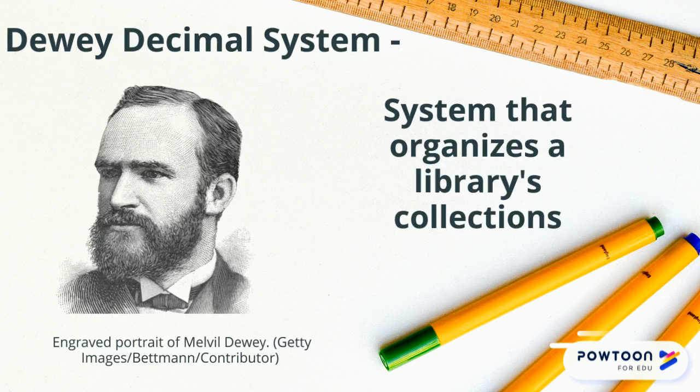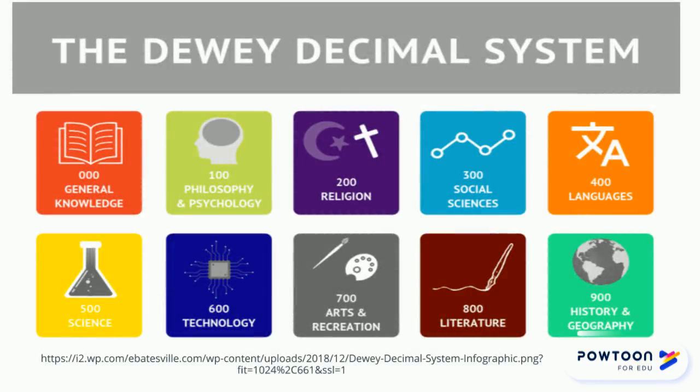The Dewey Decimal System was created in the late 1800s by an American librarian named Melville Dewey. It is a system that is used by most libraries to organize their collections. The system is based on the division of all knowledge into the 10 groups represented here.